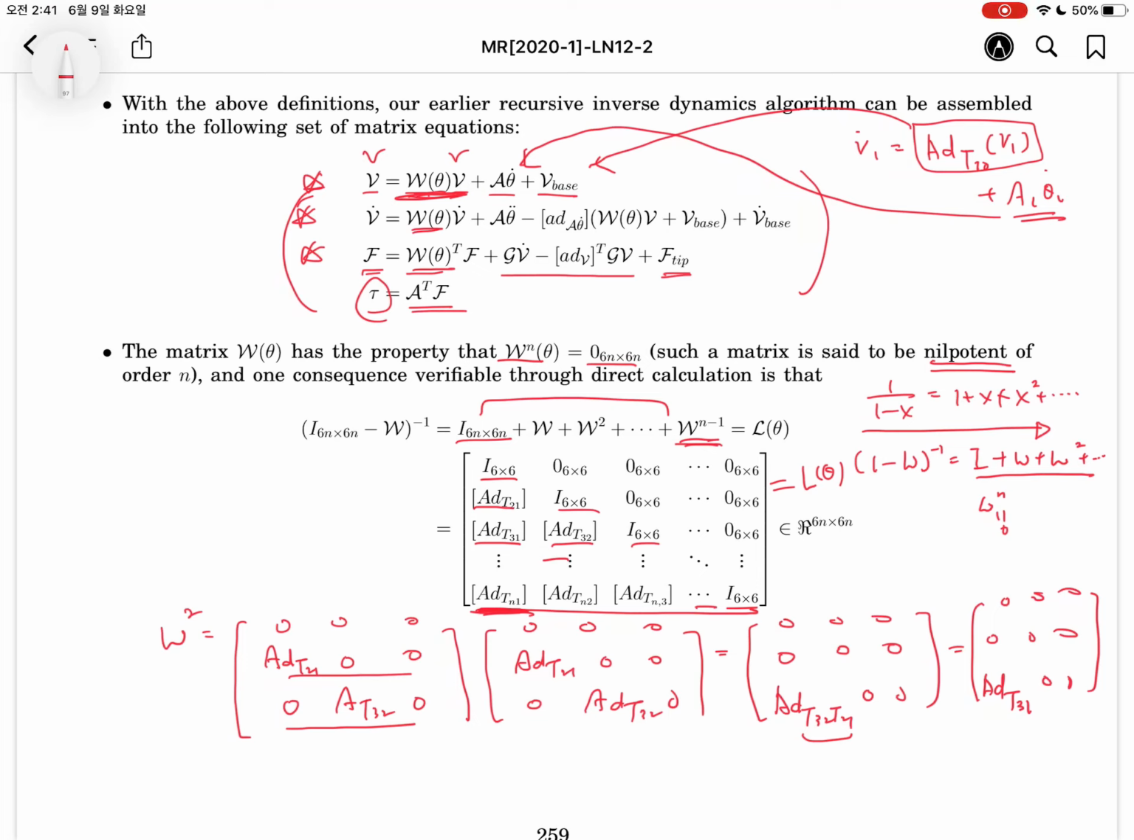Okay, so from here, V equals WV plus A theta dot plus V base. Okay, let's move to here. I minus W times V equals A theta dot plus V base. Let's take the inverse of this one. The inverse will be L, so V equals L times A theta dot plus V base. Like this, we can make the (I minus W) inverse. Then we will introduce the L matrix.